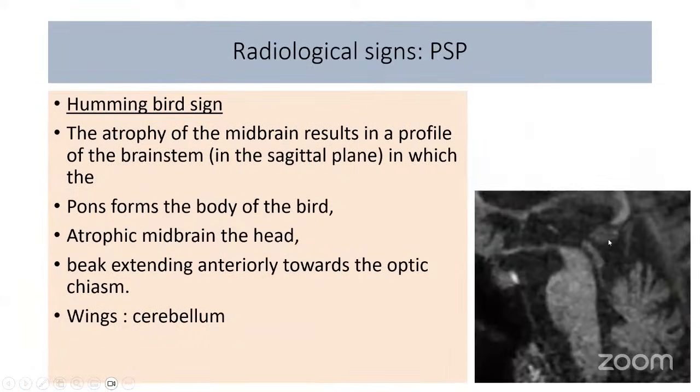So the other sign we'll see in the sagittal section is the hummingbird sign. Atrophy of the midbrain results in this profile, and the pons forms the body of the bird. Atrophic midbrain forms the head of the bird, and the beak extends anteriorly towards the optic chiasma. Wings are formed by the cerebellum.